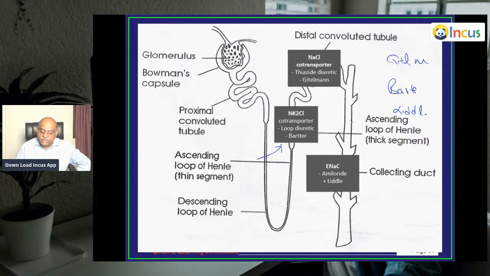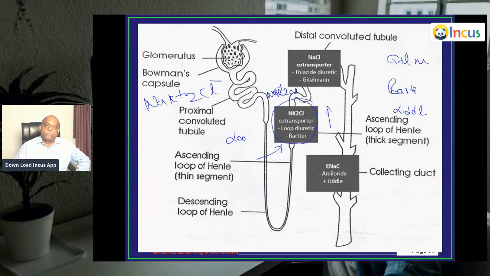Bartter is like loop diuretic. So loop diuretic, where does it act? Ascending limb of loop of Henle, sodium potassium 2-chloride channel. Just like the loop diuretics act, the same thing is Bartter. So a Bartter syndrome patient is like a person who is lifelong taking loop diuretics.